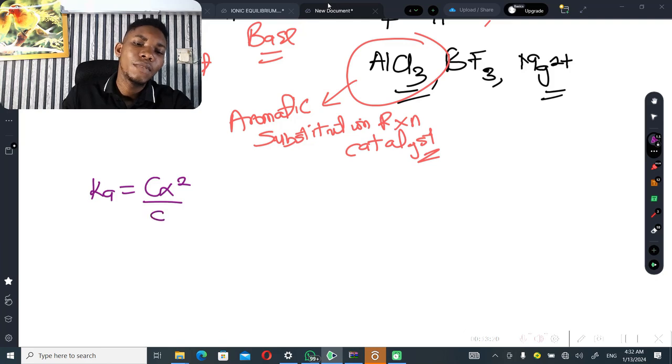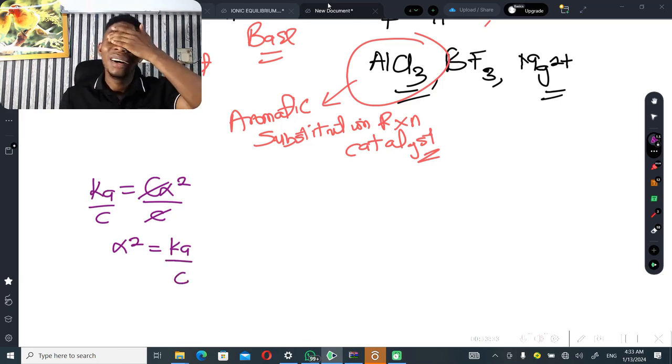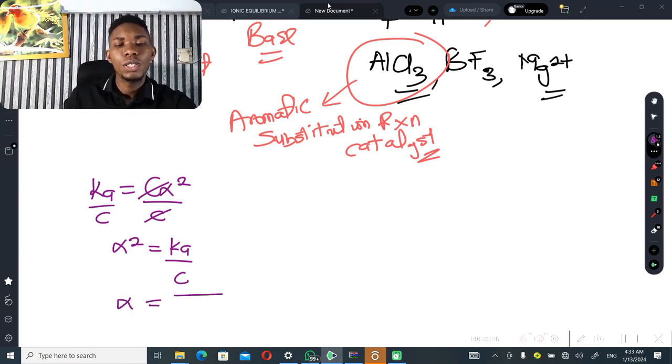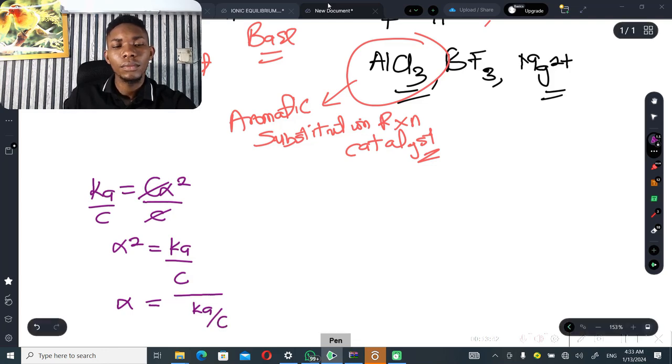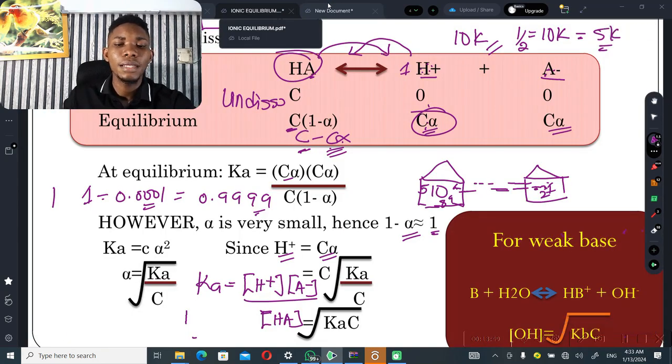To make alpha the subject of the formula, divide both sides by C. This cancels this. So we can say alpha square is Ka divided by C. Now, at the end of the day, alpha will be the square root of Ka divided by C. That is what they actually did here. It's very, very easy, right? Alpha is the square root of Ka divided by C. Is that okay? Now, which is equal to the square root of Ka divided by C. It's still the same thing.